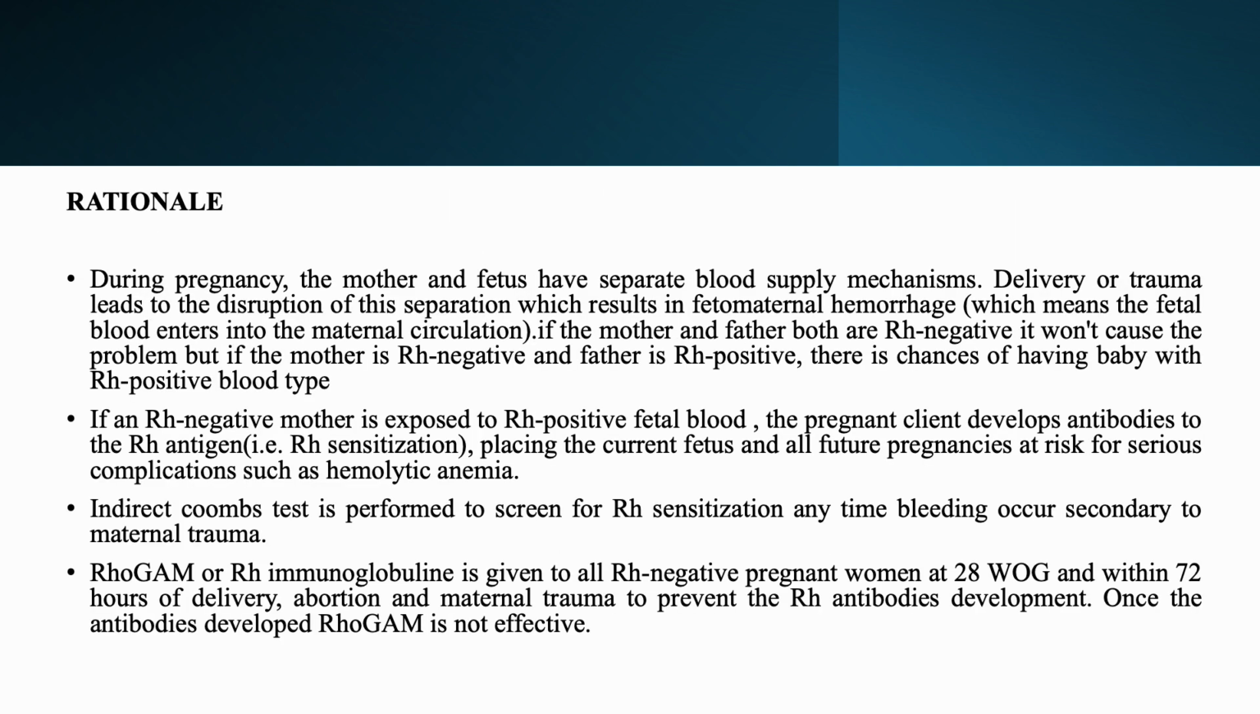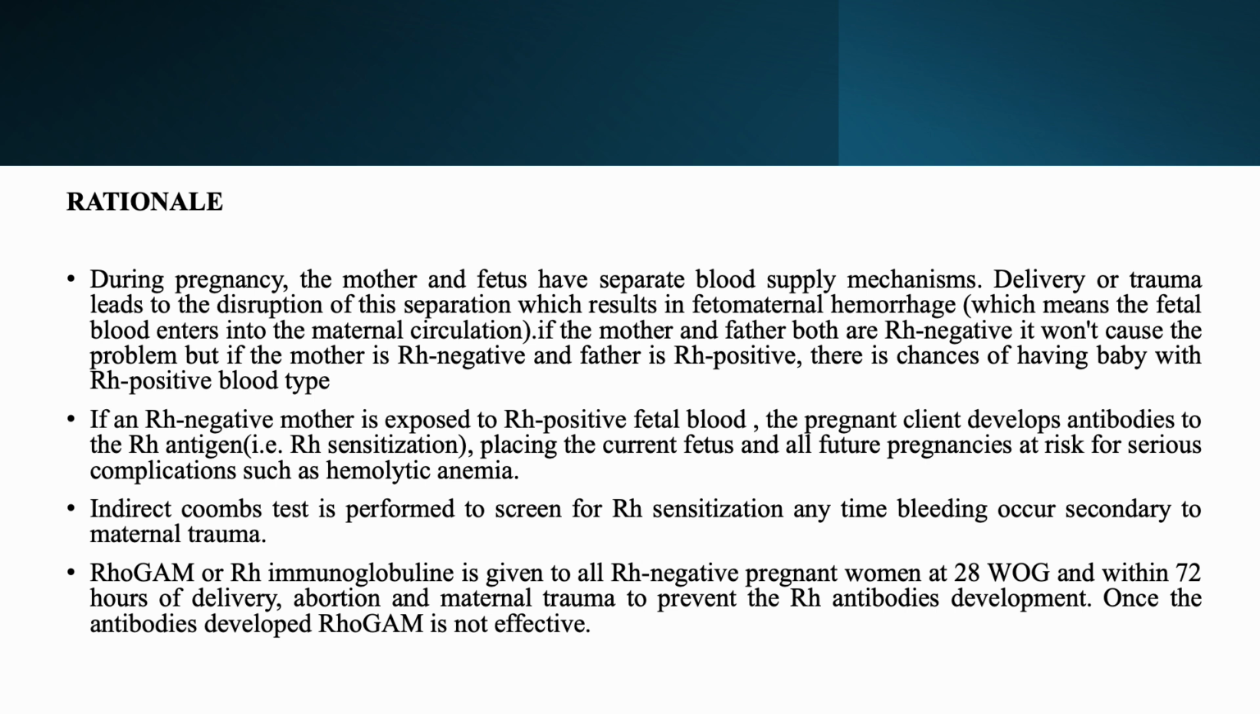During pregnancy, the mother and fetus have separate blood supply mechanisms. Delivery or trauma leads to the disruption of this separation, which results in feto-maternal hemorrhage, which means the fetal blood enters into the maternal circulation. If the mother and father both are Rh negative, it won't cause a problem, but if the mother is Rh negative and father is Rh positive, there is a chance of having a baby with Rh positive blood type if an Rh negative mother is exposed to Rh positive fetal blood.